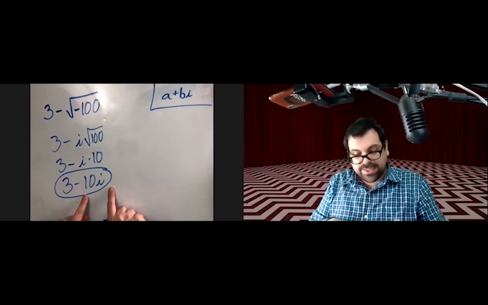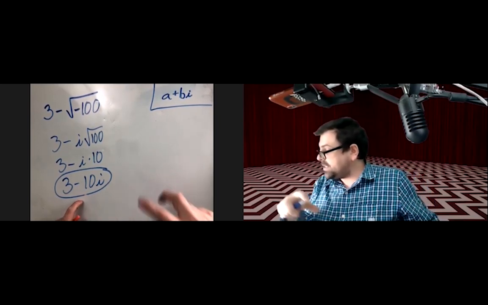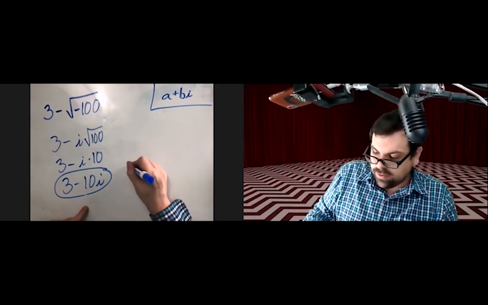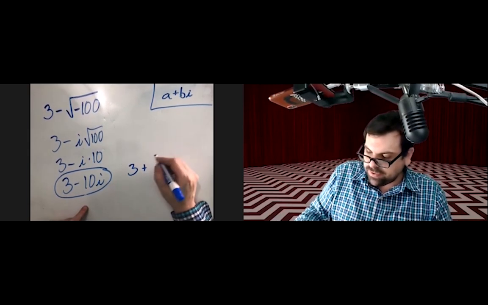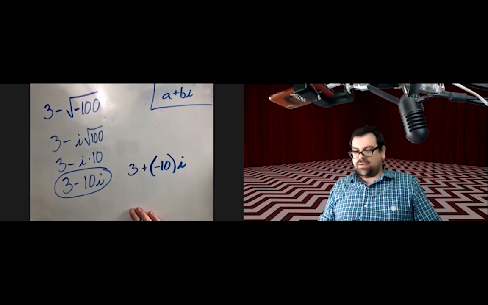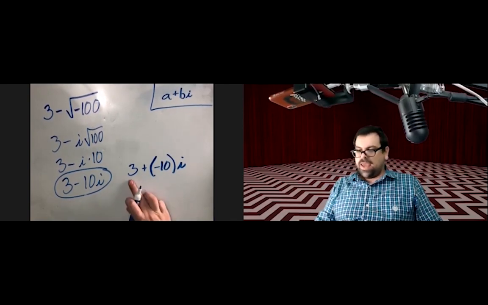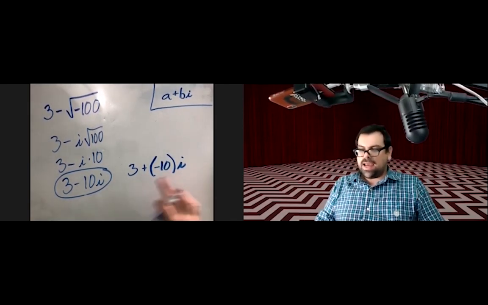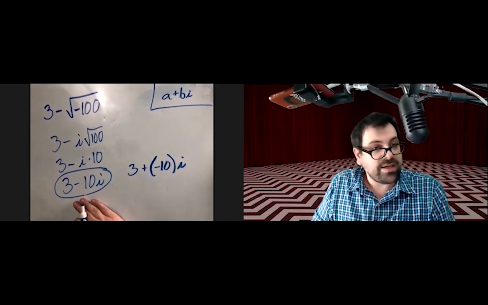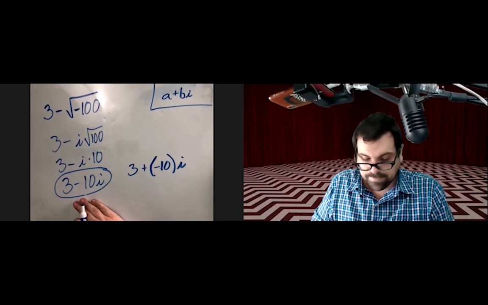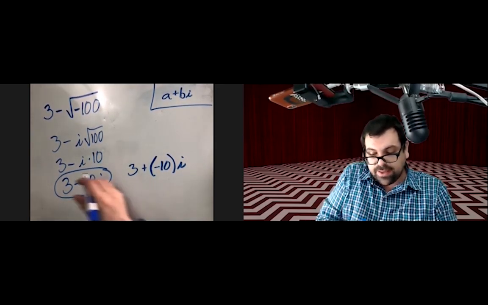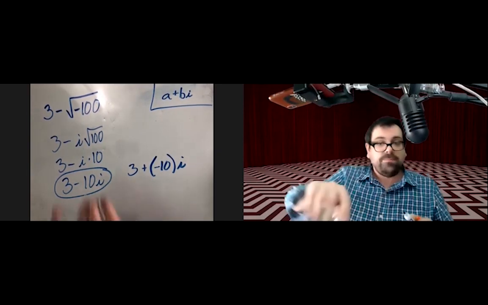So the reason that this is in a plus bi form, we could even see it as this, 3 plus -10i. A plus bi, a would be 3, b would be -10 when we have this. And since we can easily identify a and b, it's in a plus bi form.